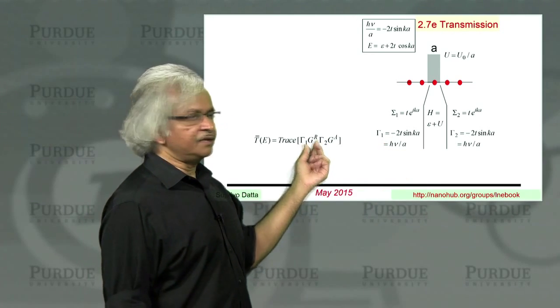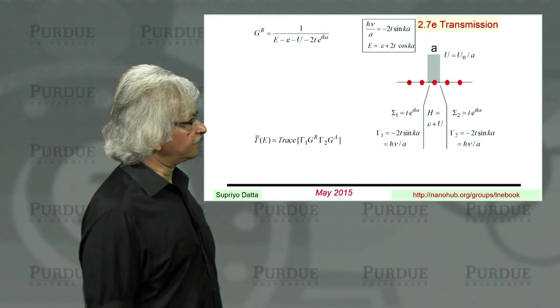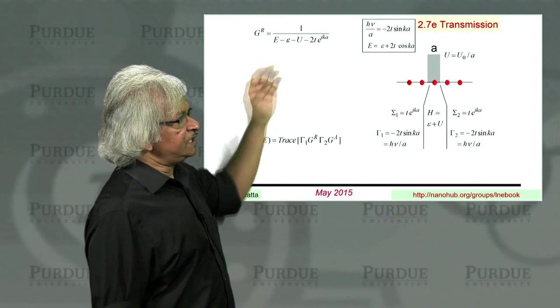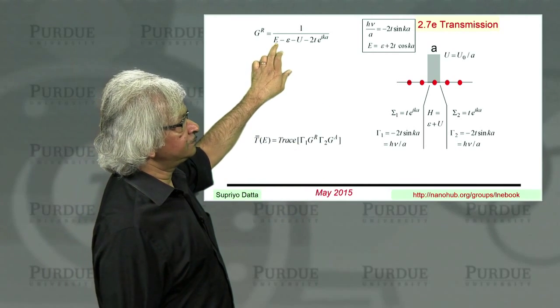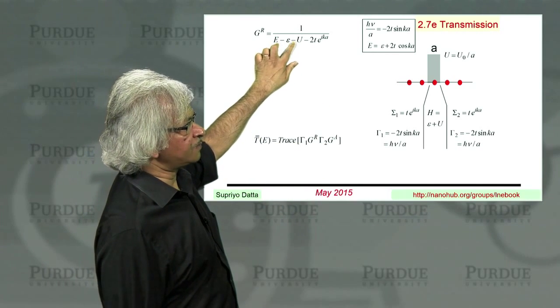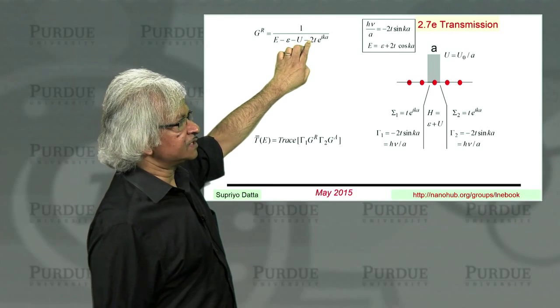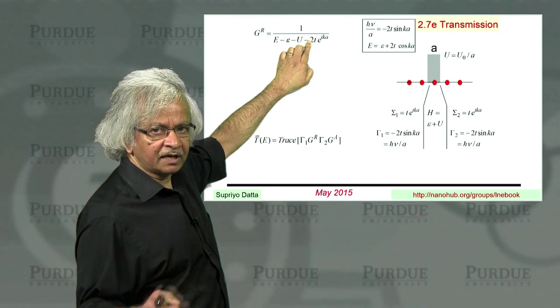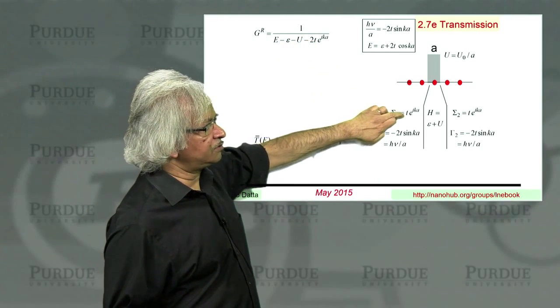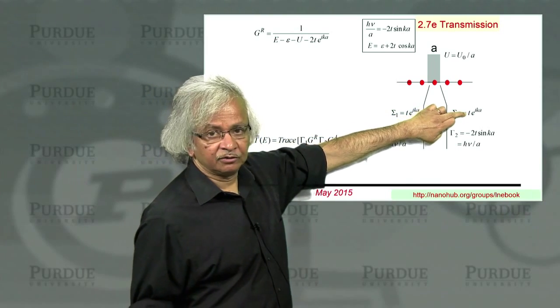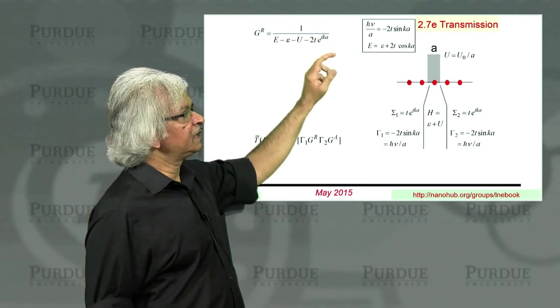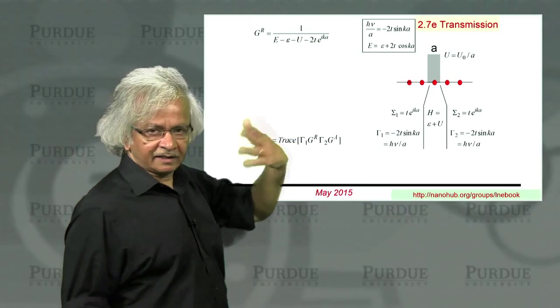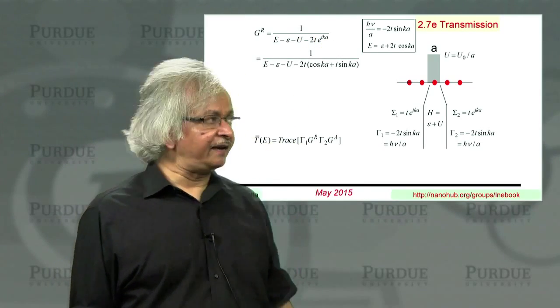We need these Green's functions. So how do you get the Green's function? It's E minus H minus sigma, inverse. So E minus H is epsilon plus U, minus sigma, which is sigma 1 plus sigma 2. This is t e to the power i k, that's also t e to the power i k. So minus 2t e to the power i k. Now e to the power i x is cosine x plus i sine x.